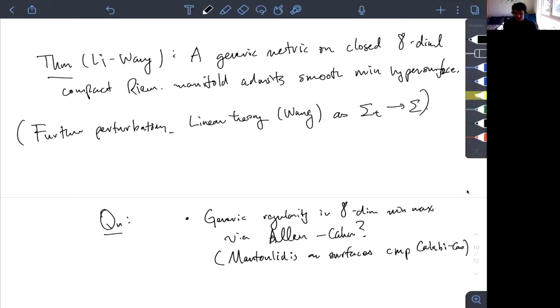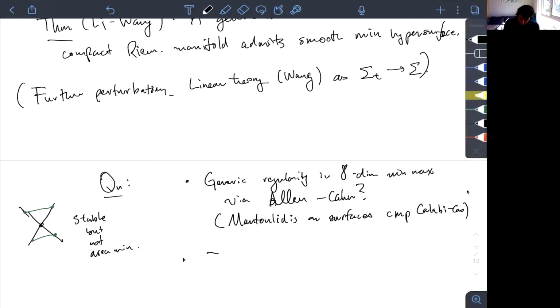So on surfaces, actually, surprisingly, a similar thing happens. On surfaces, certain tangent cones could be stable but not area minimizing, because you could just take two crossing lines. And of course, this is stable because they're straight lines, but you can always decrease the area like that. And so in min-max theory, you're always worried that these sorts of tangent cones could arise when you're working on a surface. And so Calabi and Cao proved that in the Almgren-Pitts theory, they don't arise. And recently Mantoulidis discovered a way in Allen-Cahn to give a different proof of this result. And so it would be interesting to understand if that kind of approach could work using Allen-Cahn here.